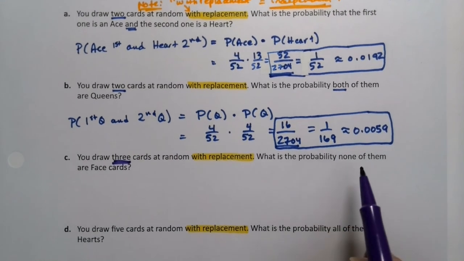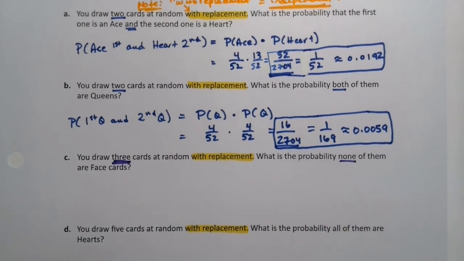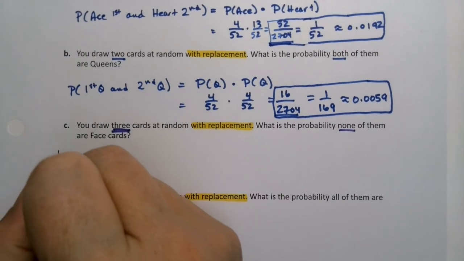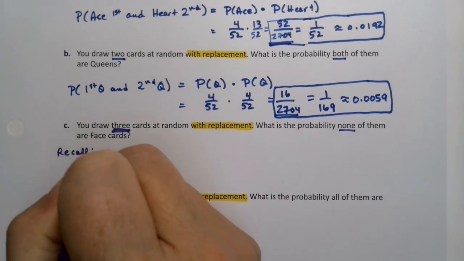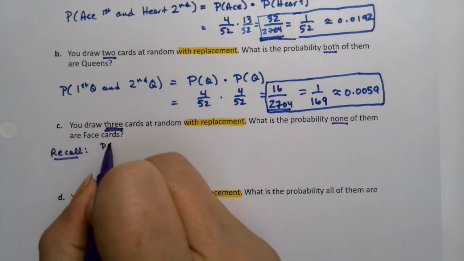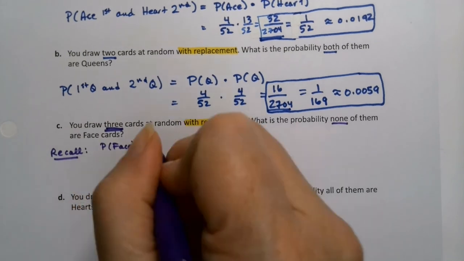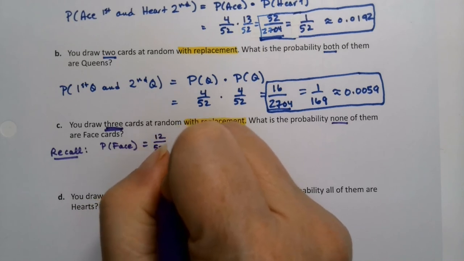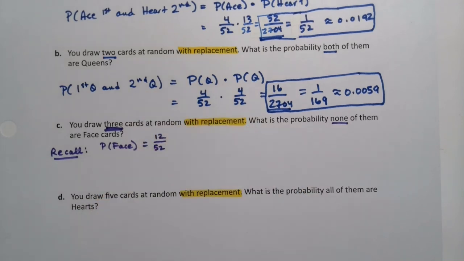All right, I want none of them to be face cards. Oh, this is going to be tricky. All right, so let's remind ourselves, just do a little moment of recall here. The probability of a face card is 12 out of 52 because there are 12 face cards, 3 for each suit, and there's 4 suits. So king, queen, jack of spades, king, queen, jack of diamonds, king, queen, jack of hearts, and king, queen, jack of clubs. Say that fast.